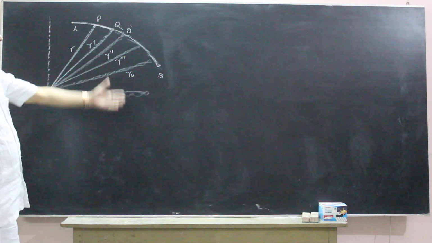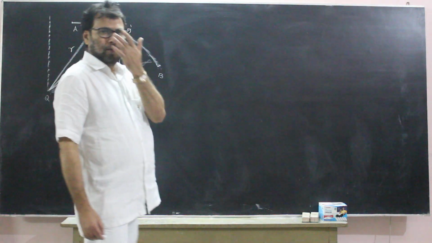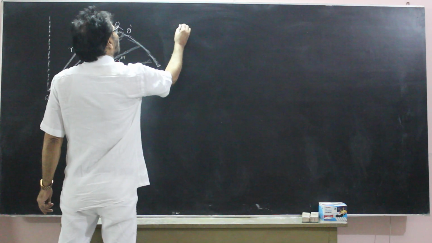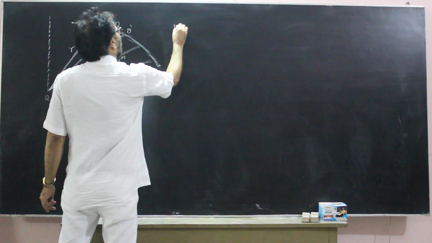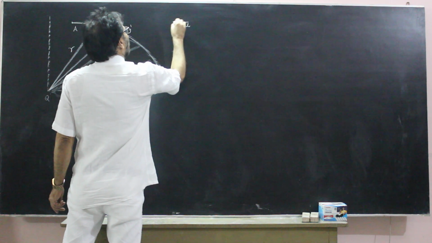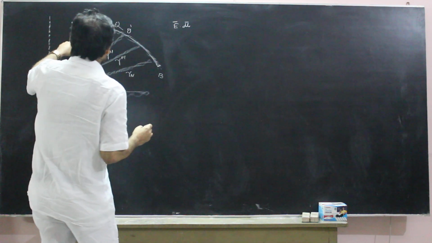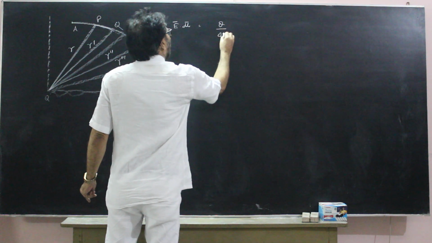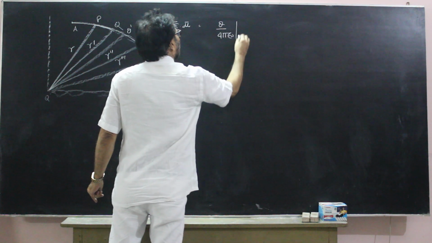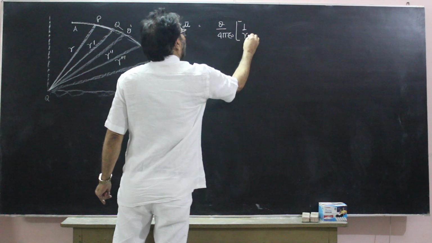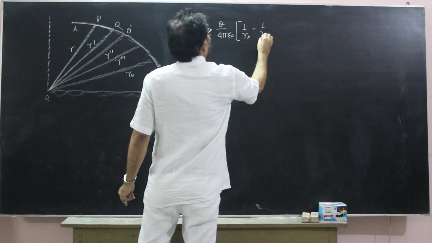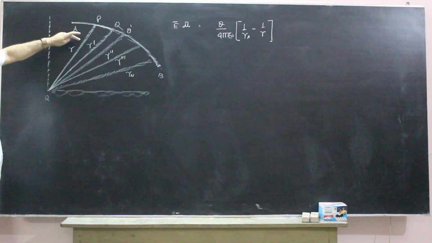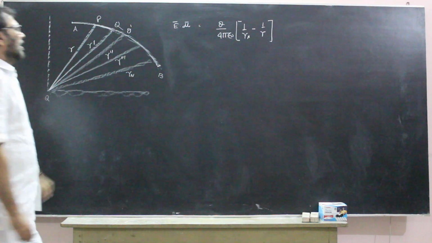and all such integrations are added. So the first term is E dot dl from A to R, and its value is q by 4 pi epsilon naught, 1 by r a minus 1 by r। हम जहां से शुरू होते हैं वो पहले होता है, जहां आते हैं वो बाद में होता है। फिर r to r डैश क्या होगा?